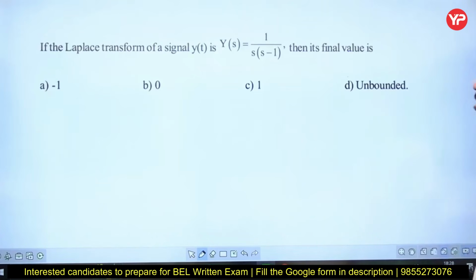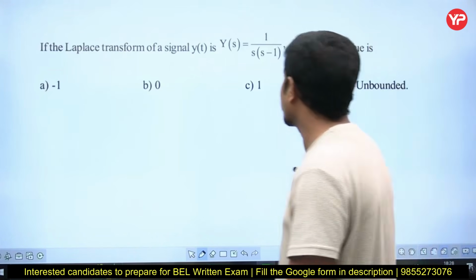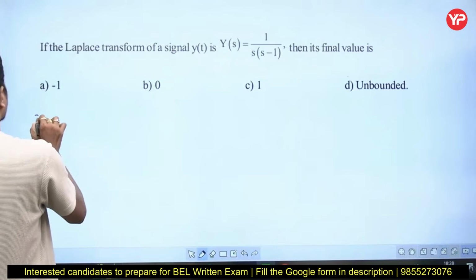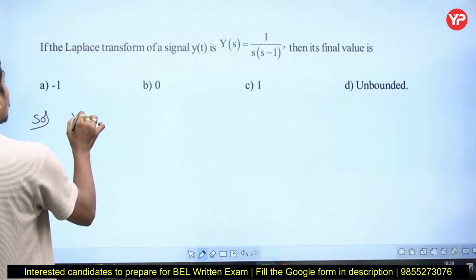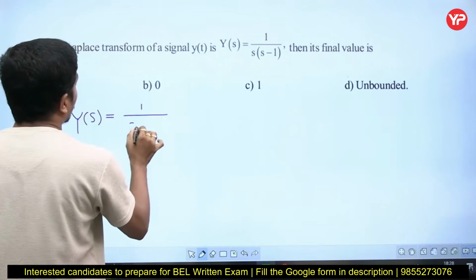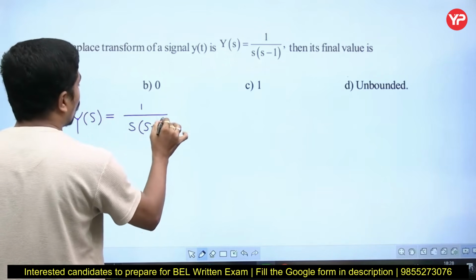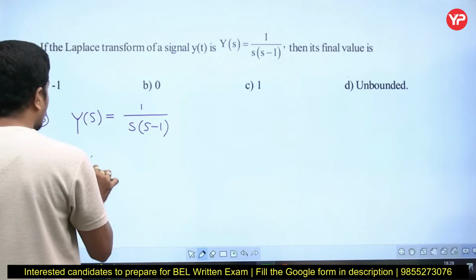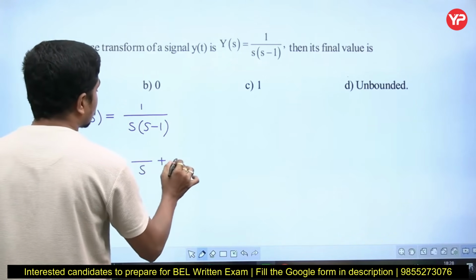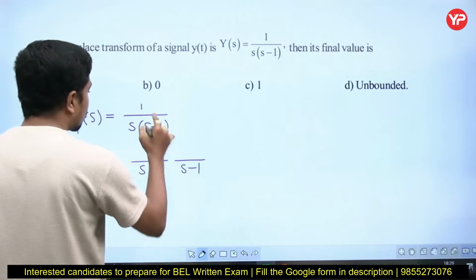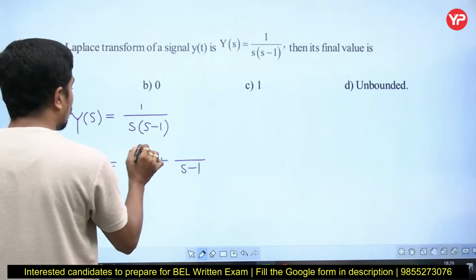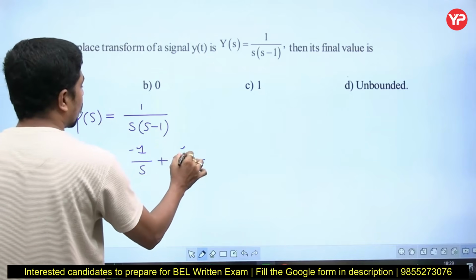If the Laplace transform of a signal y(t) is Y(s) equal to 1 by s into (s minus 1), then its final value is? He has given Y(s). Write its partial fractions. Put s equal to 0, you get minus 1. Put s equal to 1, you get 1.